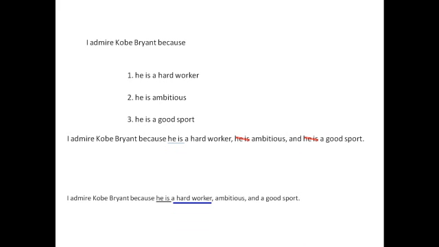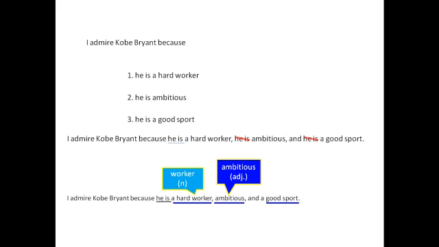The next thing we have to pay attention to is parallelism. What are the 3 things that we are saying about Kobe Bryant? We have items in a series here, and items in a series always need to be the same types of items. So we look at the first, hard worker. Worker is a noun. The second one, ambitious, is an adjective. And sport is also a noun. Well, 2 of those go together, and the third one doesn't, of course. The adjective is out of place.